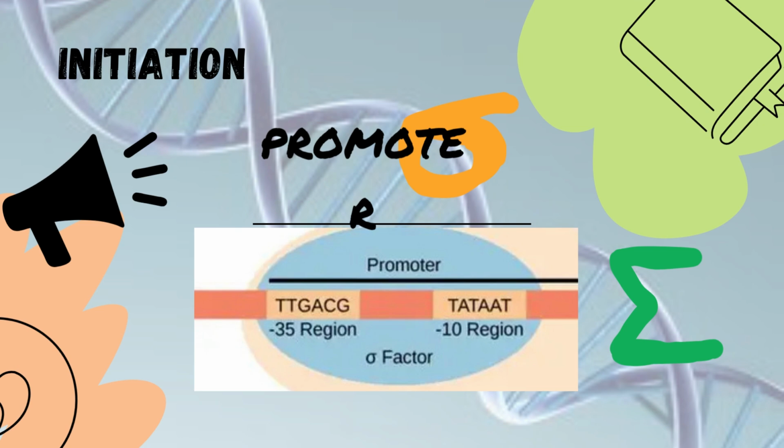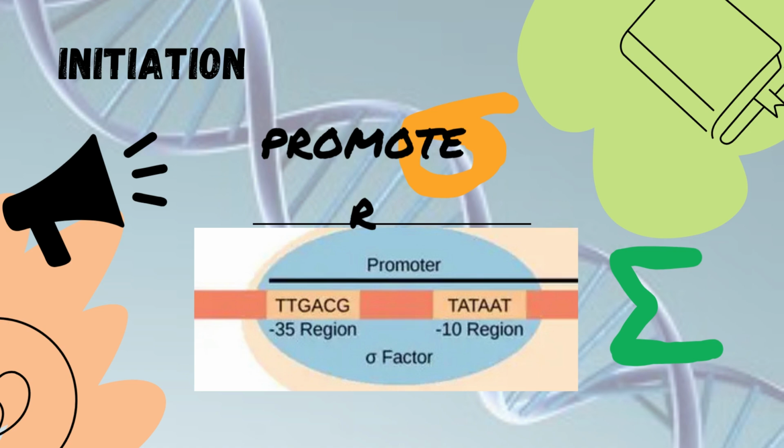Now, let's talk about the stages of transcription. The first stage in transcription is initiation. Under initiation, we have the recognition of the promoter, which is done by the sigma subunit. It recognizes 2 sequences, and the sequence that it recognizes is called the promoter. Under this promoter, we have 2 sequences: the negative 35 and the negative 10, which is also called the TATA box.